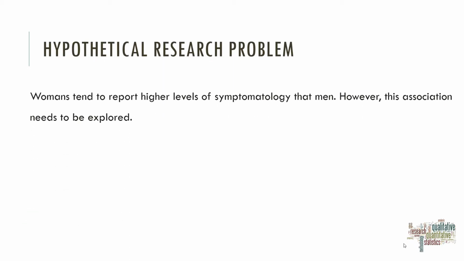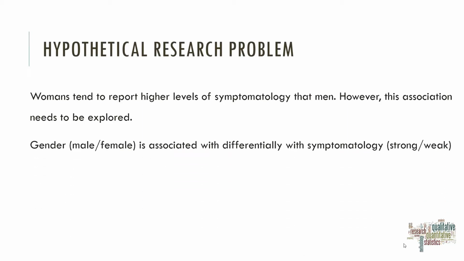Women tend to report higher levels of symptomatology than men. However, this association needs to be explored. It's just a made-up problem. So, gender is associated differentially with symptomatology. We have two levels for each variable: gender, male and female, and symptomatology, strong and weak. Okay?